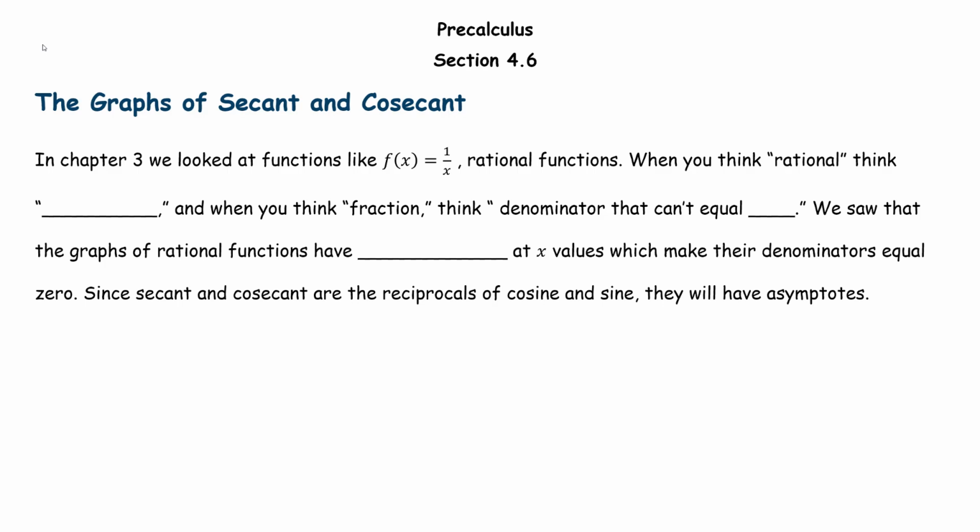Okay, section 4.6, we're going to graph secant, cosecant, tangent, and cotangent. And hopefully you have a good handle on graphing sine and cosine because they're important for graphing these functions.